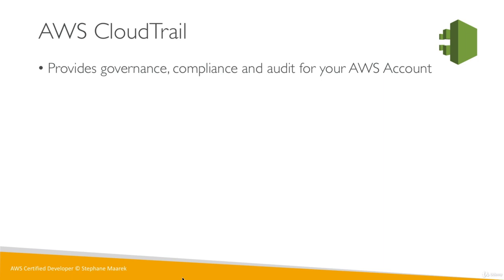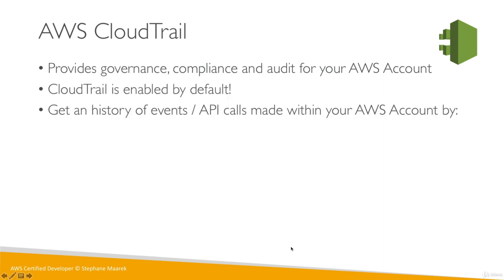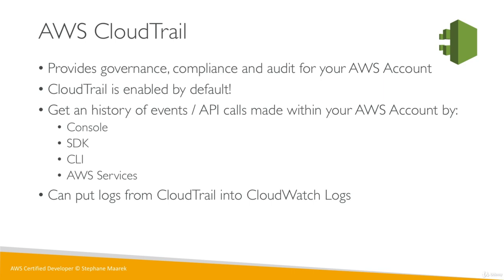It means that because CloudTrail is enabled by default, you will get a history of events and API calls made within your AWS accounts. So anytime you do anything in your AWS account or any application does something, it will appear in CloudTrail. And so if you do something from the console, from the SDK, from the CLI, and your AWS services, this will appear in CloudTrail. Additionally, in CloudTrail, you can put all the logs of things that happen into CloudWatch Logs, and that gives you the ability to just keep the events all the time.